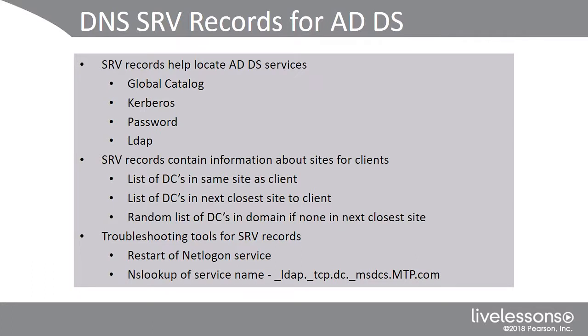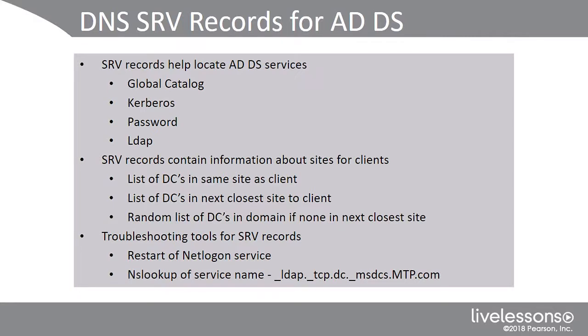And in addition to the protocol and the host name, the options, they also contain information about sites. Remember, sites are really, really powerful because the client, when trying to access a service, is going to look within its own site first to optimize that response. But if not, it's then going to go to the next closest site to the client. And if that fails, it's going to go through a random list of domain controllers in your domain.